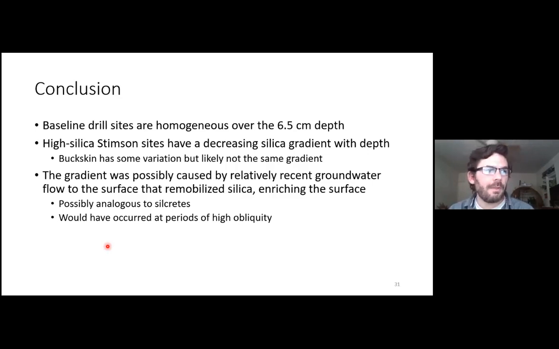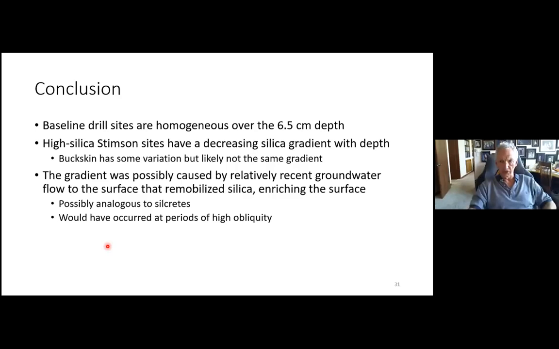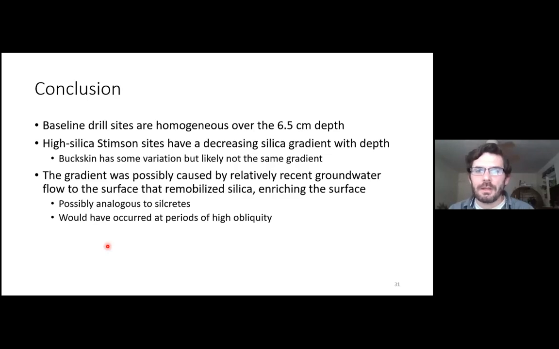Well, Buckskin is Murray formation, right? It's a different deal. Yeah, it's a different formation. There's a lot of different things there, so it's just not the same thing.